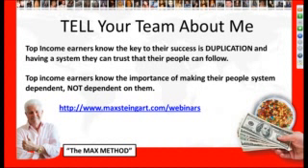Top income earners know the key to their success is duplication and having a system they can trust that their people can follow. Top income earners know the importance of making their people system dependent, not dependent on them.